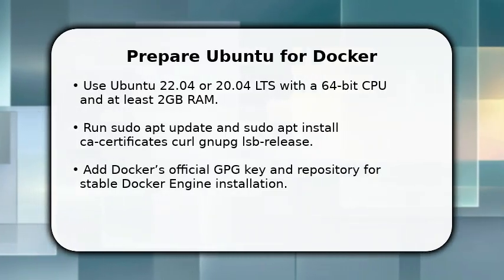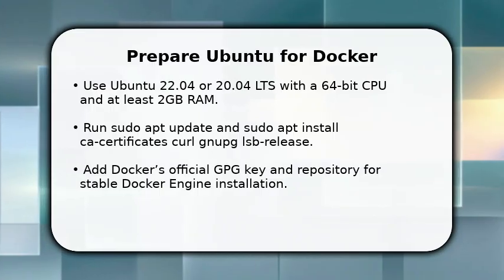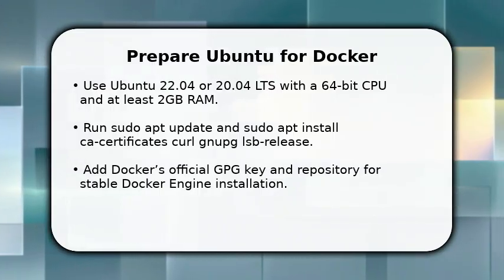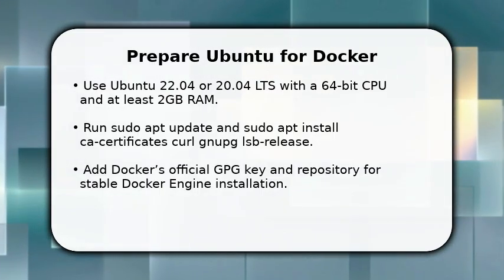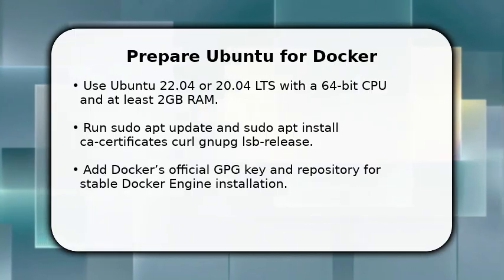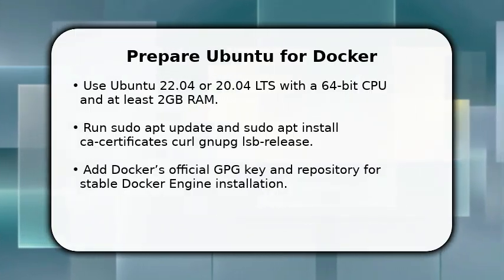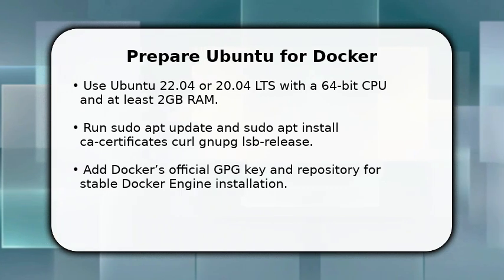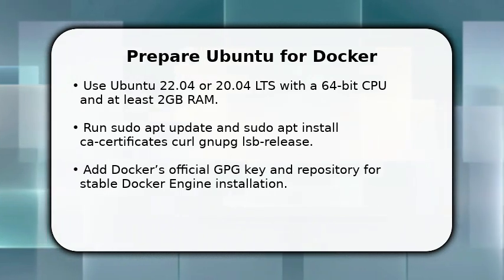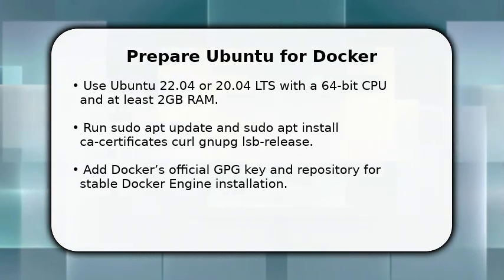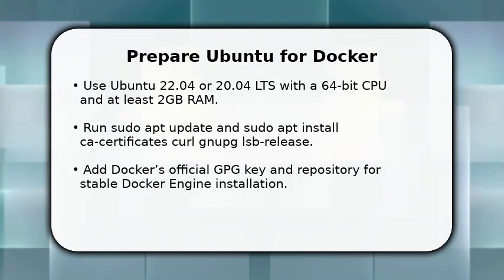Install CA certificates, curl, GnuPG, and LSB release with apt for secure repositories. Create the apt keyring directory and add Docker's official GPG key for verification. Add the Docker repository using your distribution codename to enable stable Docker Engine packages.